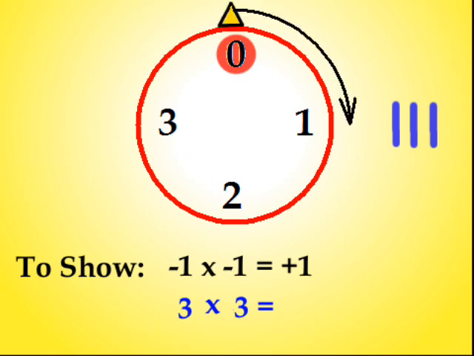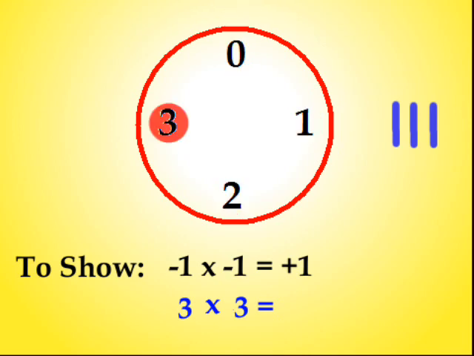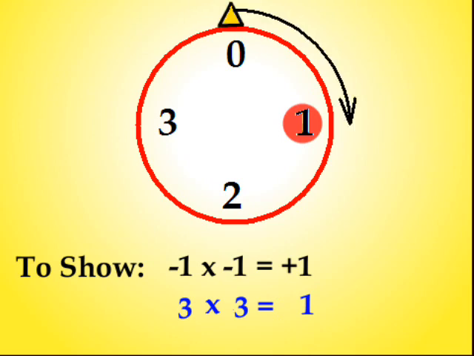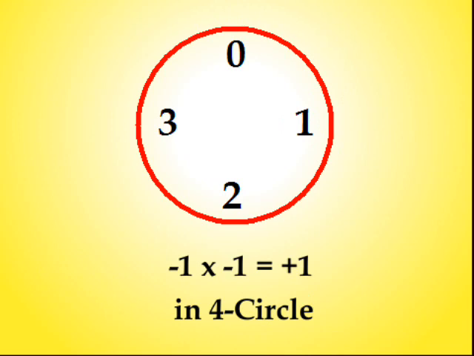So starting at 0 and moving in the positive direction, we count 1, 2, 3, and that's one lot. 1, 2, 3, and that's 2 lots of 3. 1, 2, 3, and there we are, we've done our third lot of 3, and that's what 3 threes are, and our answer is 1. And of course we can see that 1 is the same as +1 in that circle. So we've shown that -1 times -1 is equal to +1 in a 4 circle.